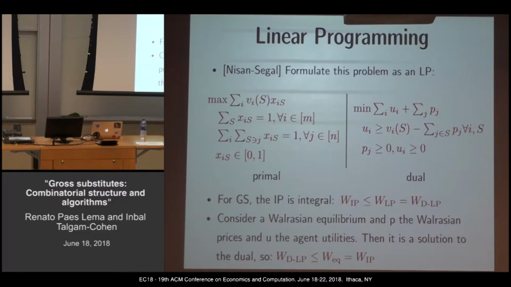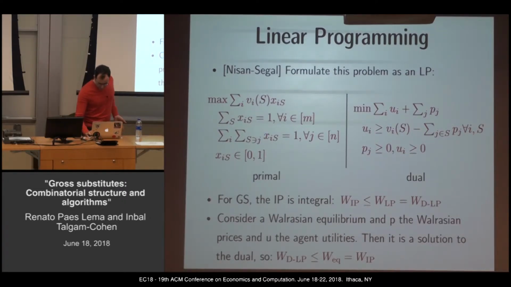The dual LP is a minimization problem, so you can do better. I'm saying that it's a feasible solution to the dual, so the dual LP is smaller or equal to the optimal IP, which is equal to the equilibrium. So if you put this and this together, you get that the IP is equal to the LP. That's nice because now you can just solve the LP and you get the optimal solution.